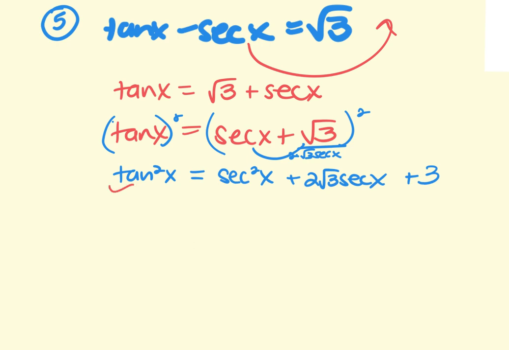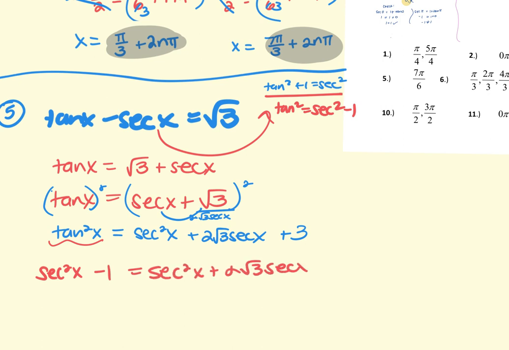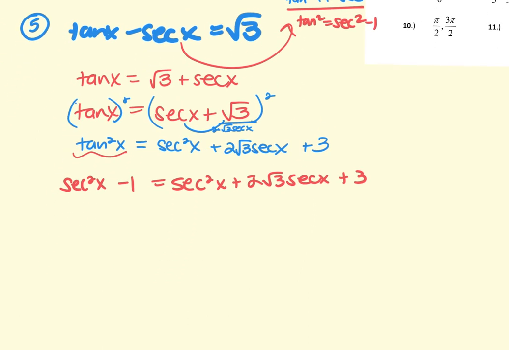Now I got to replace the tangent because I want them to be the same trig function. So tangent squared plus 1 equals secant squared. Then tan squared would equal secant squared minus 1. So I replace tan squared with secant squared x minus 1. Now I'm going to subtract secant squared x from both sides, and they cancel out.